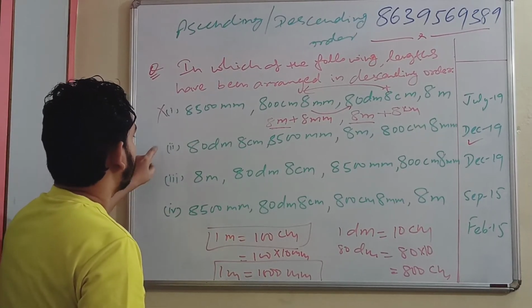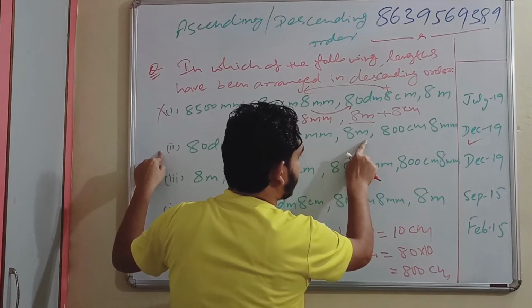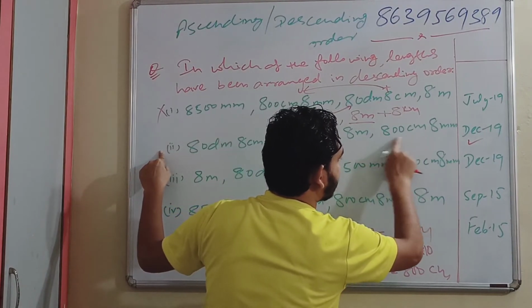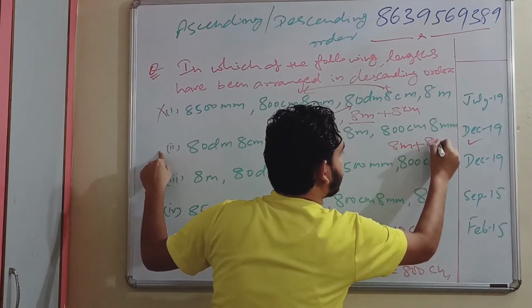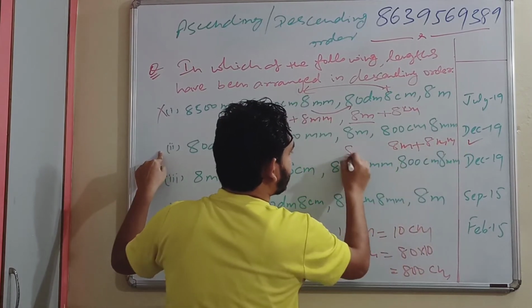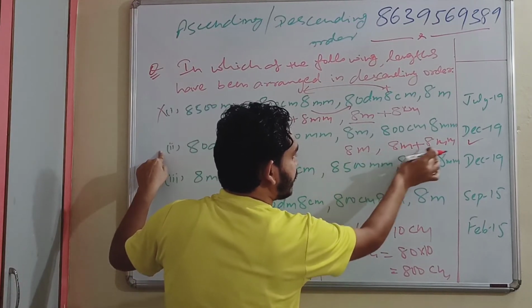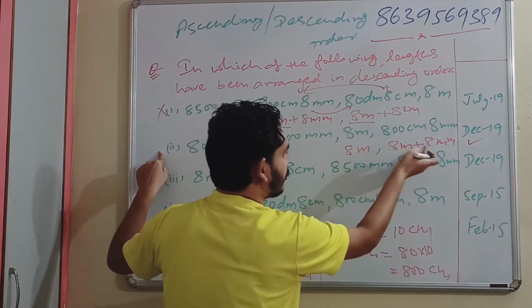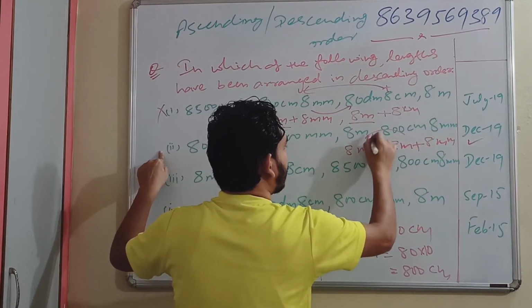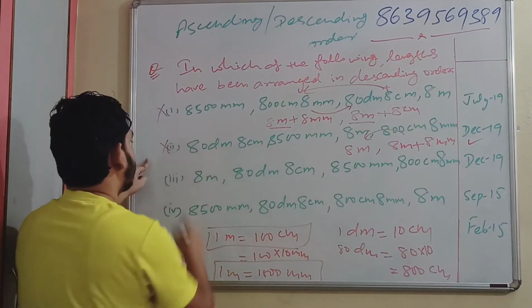Now coming to the second option, this is 8 meter directly. This is 800 centimeter, this is 8 meter plus 8 millimeter, where this is only 8 meter. Comparing, this is 8 millimeter extra more than the previous number. So it has to go before and this has to go after. So this cannot be in descending order.